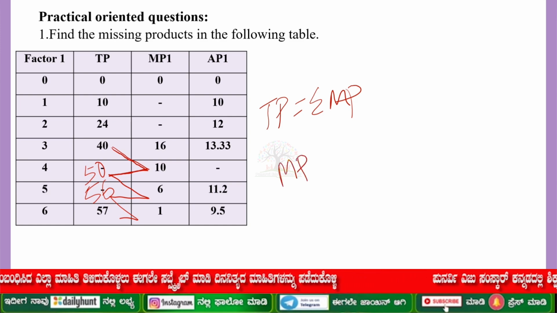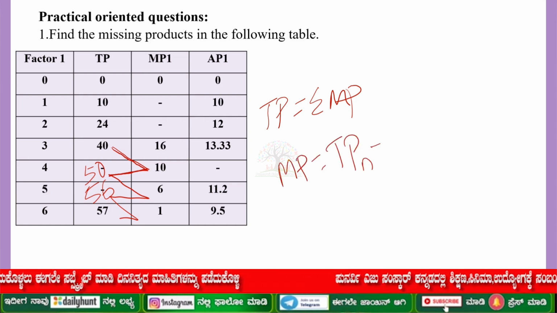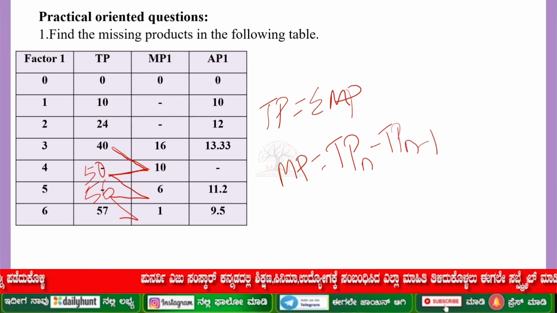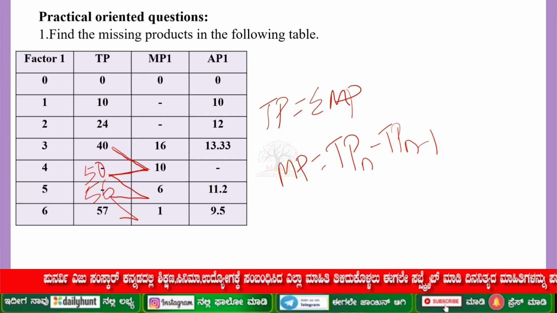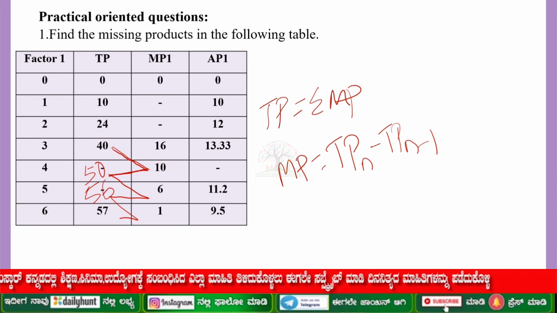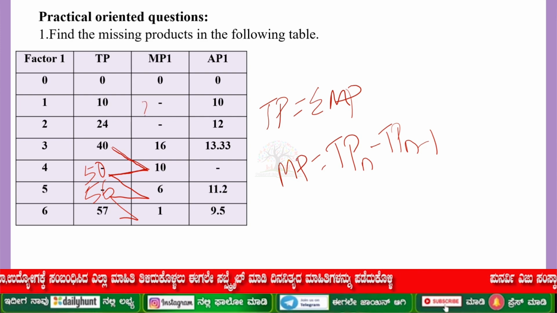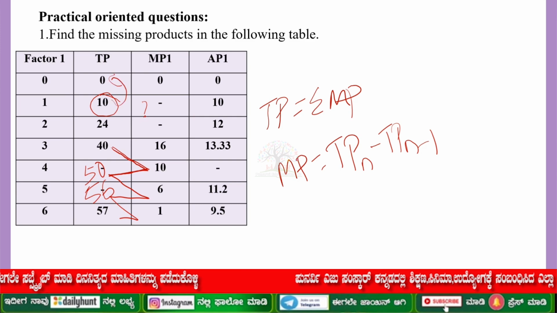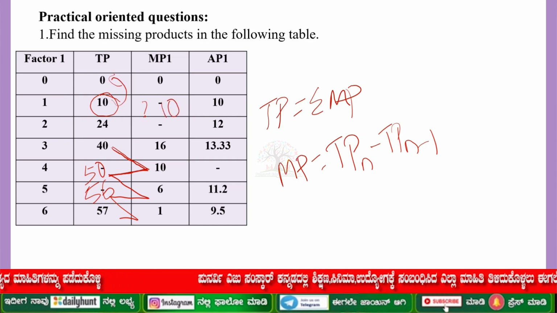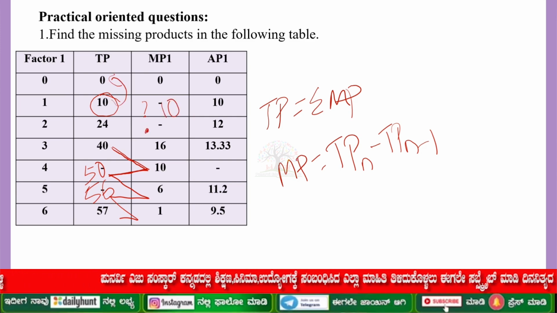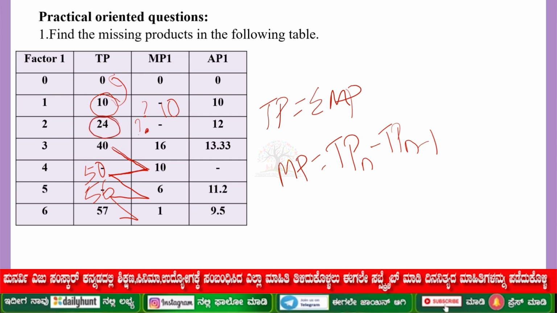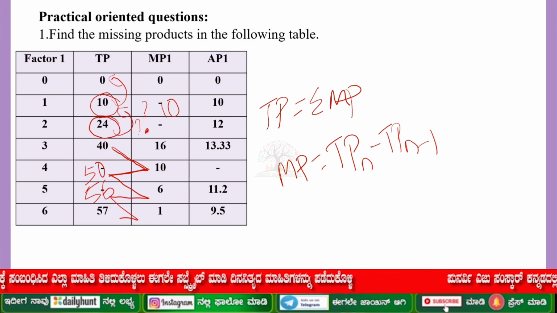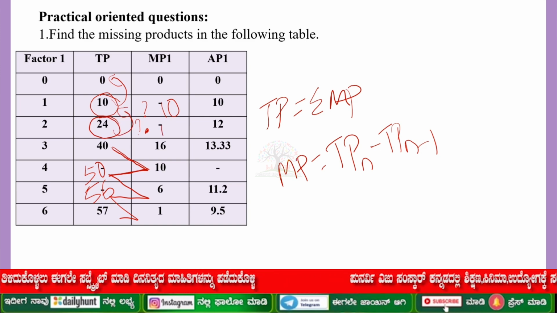Similarly, if you want to find out MP, it is TPn minus TPn minus 1. So here, if you want to find out MP, see here TP we have 0, so we wrote 0, right? Now, if you want to find out this MP, take the value of TP and deduct from the previous value. So 10 minus 0 is 10. If you want to find out this, you have to take the respective total product and deduct from the previous value. So 24 minus 10, you will get 14.